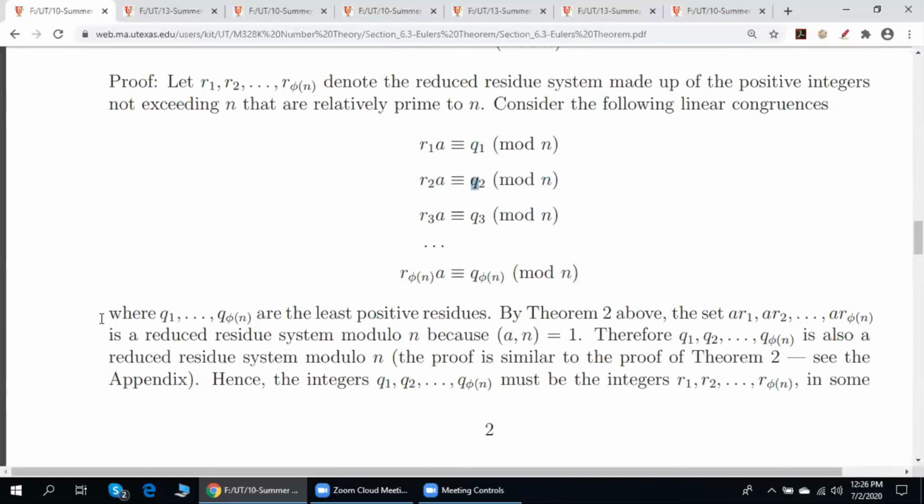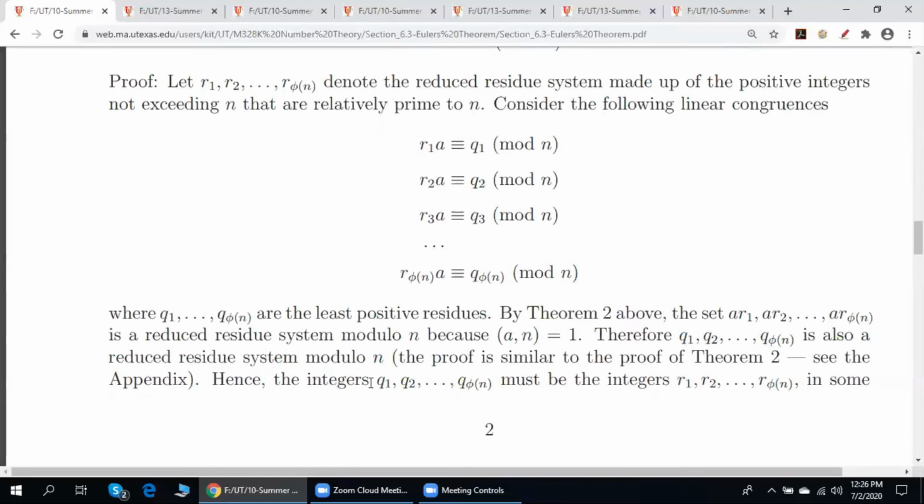Done, and so on. Could you go over the reasoning for why the two sets are equal? Yes, so it's a very good question. By the way, note that the proof is not complete yet because we have to prove that these numbers form a reduced residue system modulo n.